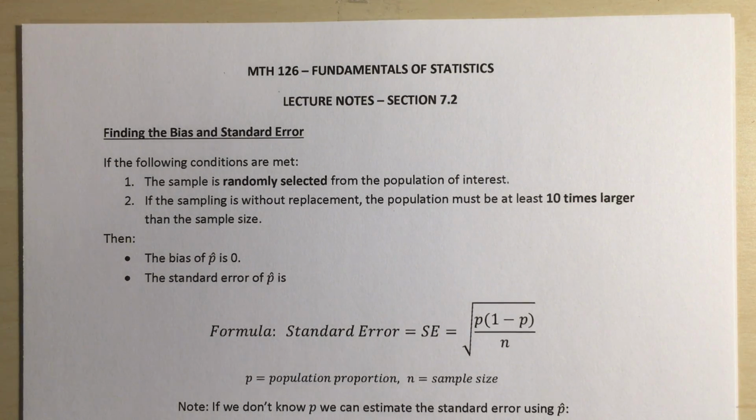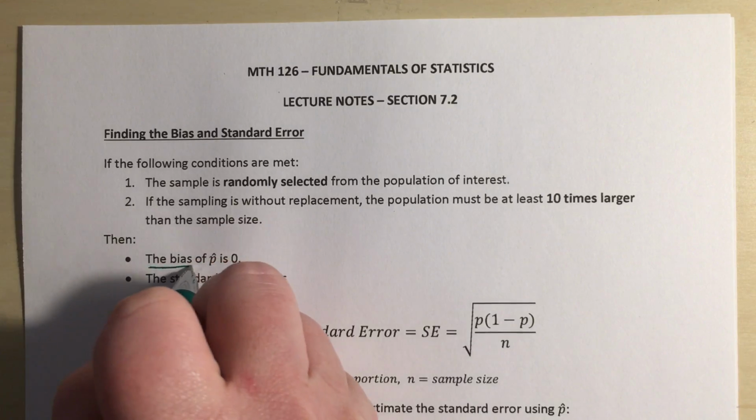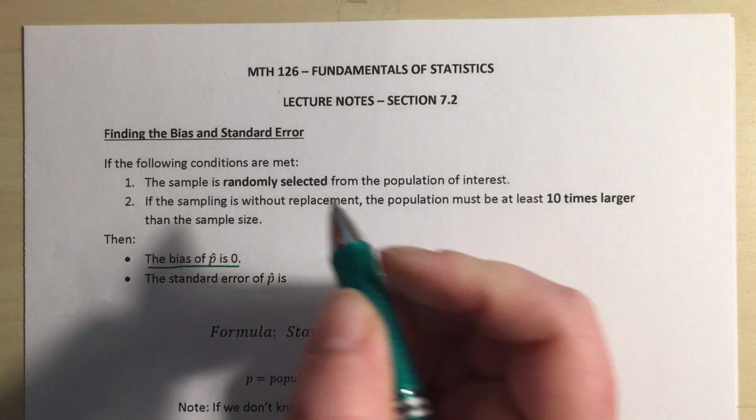Alright, so we're going to finish up section 7.2 by talking a little bit more about bias and standard error. If the following conditions are met, so our first condition, our sample is randomly selected from our population of interest. And then our second condition, if the sampling is without replacement, the population must be at least 10 times larger than the sample size. So if those two conditions are true, then the bias of our p hat is going to be 0. Again, p hat coming from our sample.